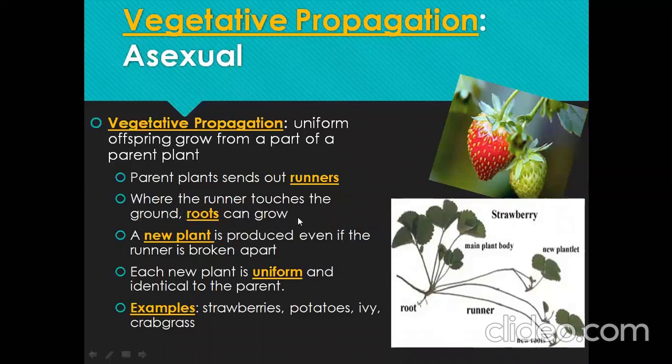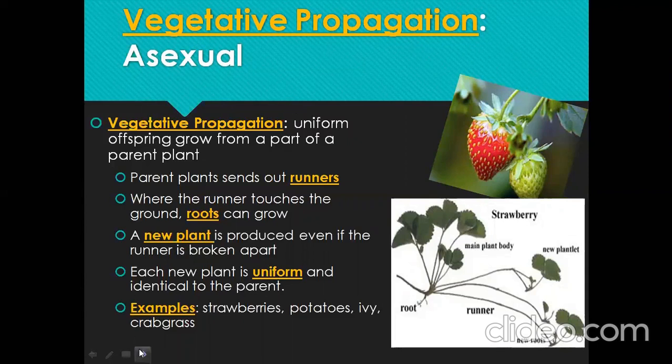Now, where the runner touches the ground, at that place roots will develop. From it, another individual new plantlet or new plant starts to develop, right? So each new plant is uniform and identical to the parent. Each plant is identical to the parent, right? So this is the example of vegetative propagation. Is it clear?